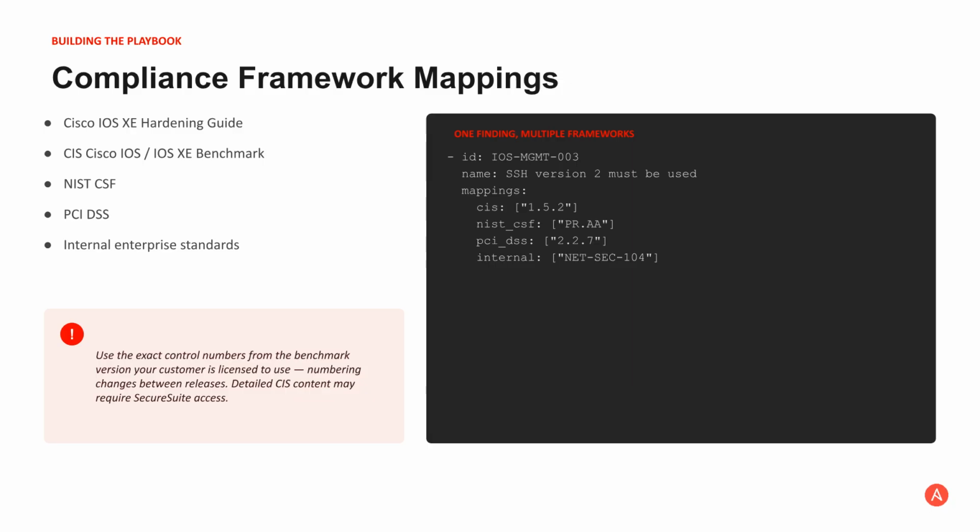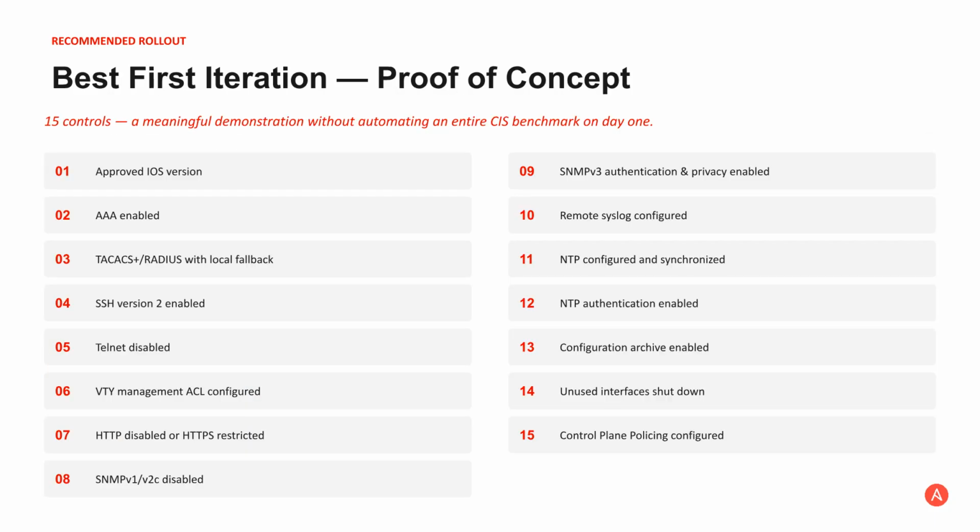For compliance reporting, we map each finding to multiple frameworks at once, including CIS benchmarks, NIST, and PCI DSS. This means a single automated audit can generate the specific reports needed by the security team, the network team, and external auditors simultaneously.